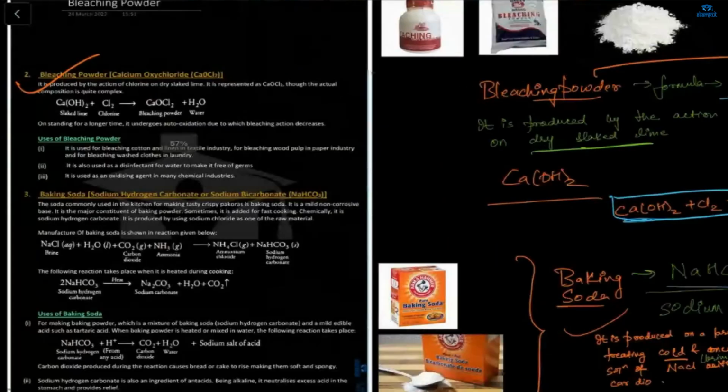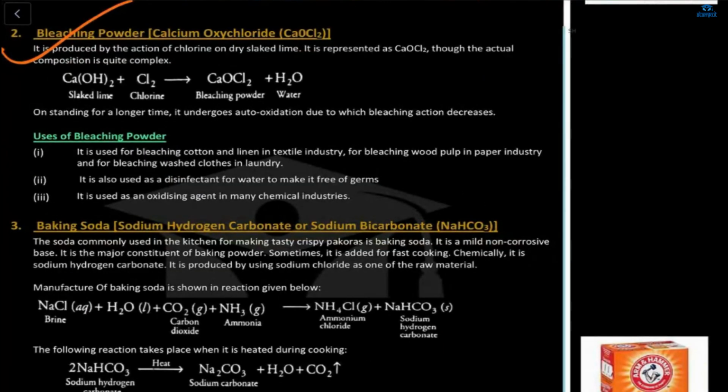Now, bleaching powder. So, what is bleaching powder? Bleaching powder is produced by the action of chlorine on dry slaked lime. This is your bleaching powder. Here is chlorine and this side is your slaked lime. If we mix these two, what will we form? We will form bleaching powder, which is CaOCl2, plus water.